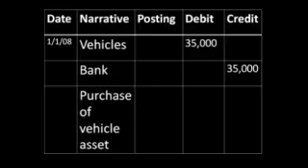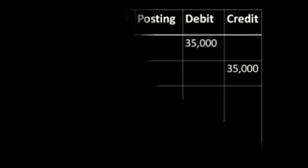Our asset of vehicles has increased. Our asset of cash has decreased. The accounts involved are vehicles and bank. To increase the vehicle asset, we debit $35,000. To decrease the bank asset, we credit $35,000. It is really quite easy.